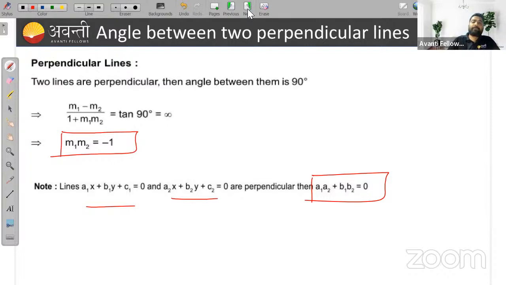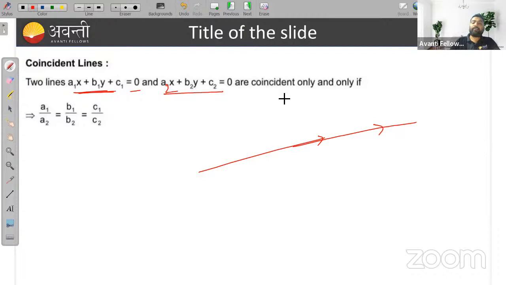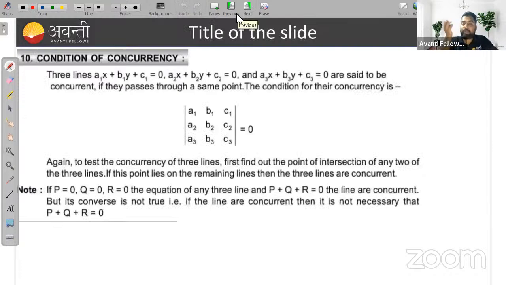Okay. Now we'll see coincident lines. Suppose two lines are coincident, and these two lines are represented by a1x + b1y + c1 = 0 and a2x + b2y + c2 = 0. Then if they are coincident, these conditions will be satisfied: a1/a2 = b1/b2 = c1/c2. Clear? Okay.